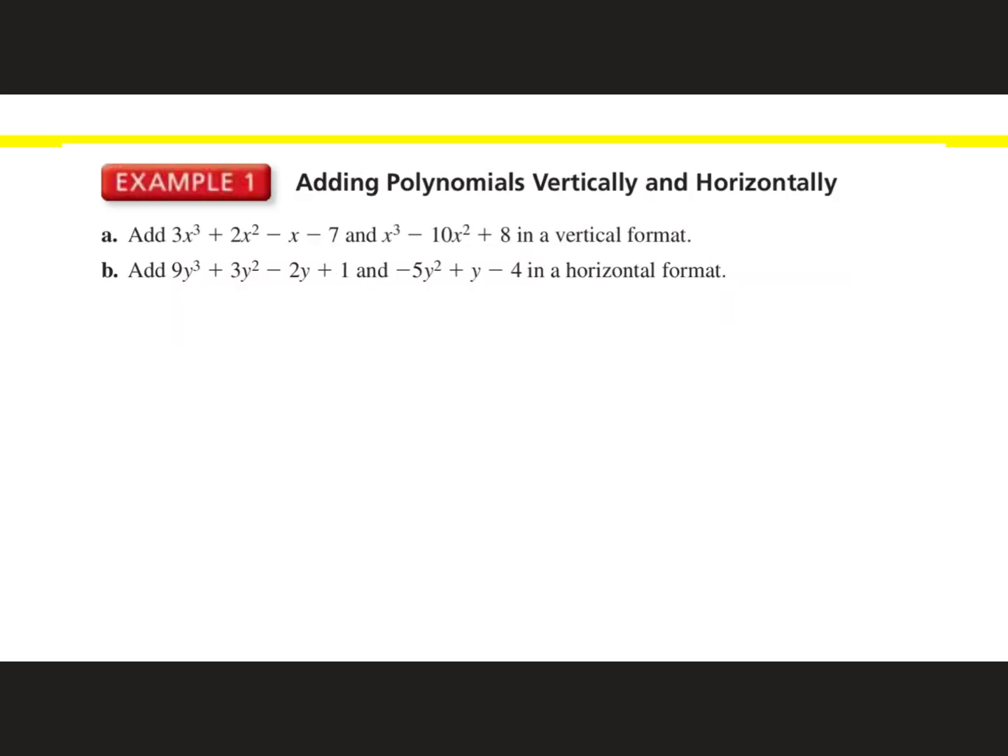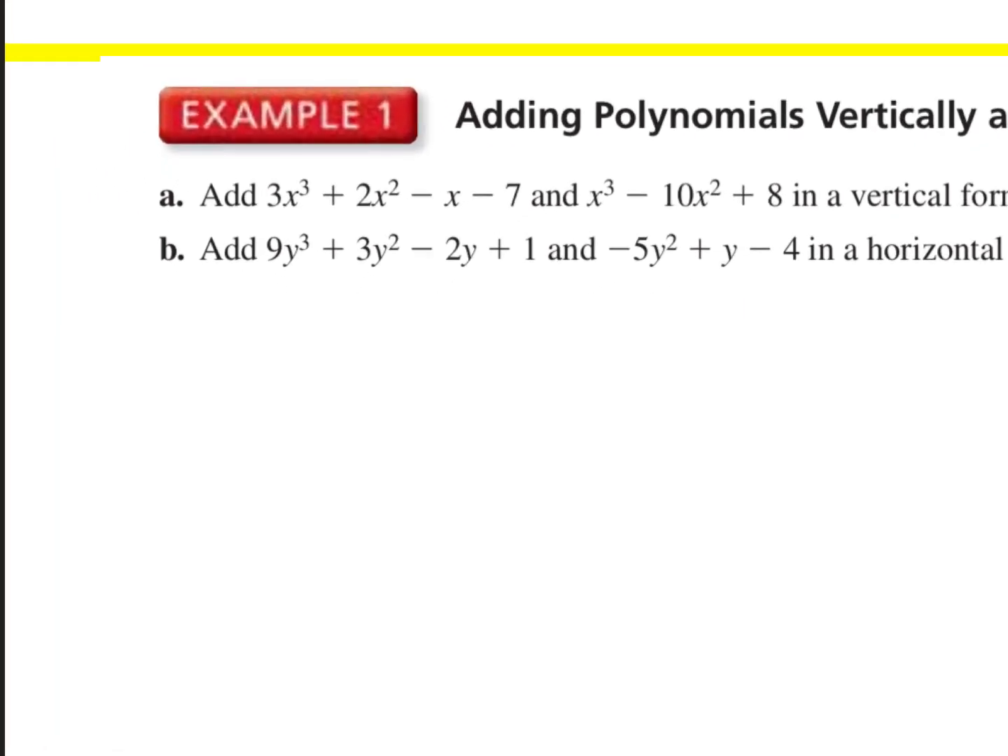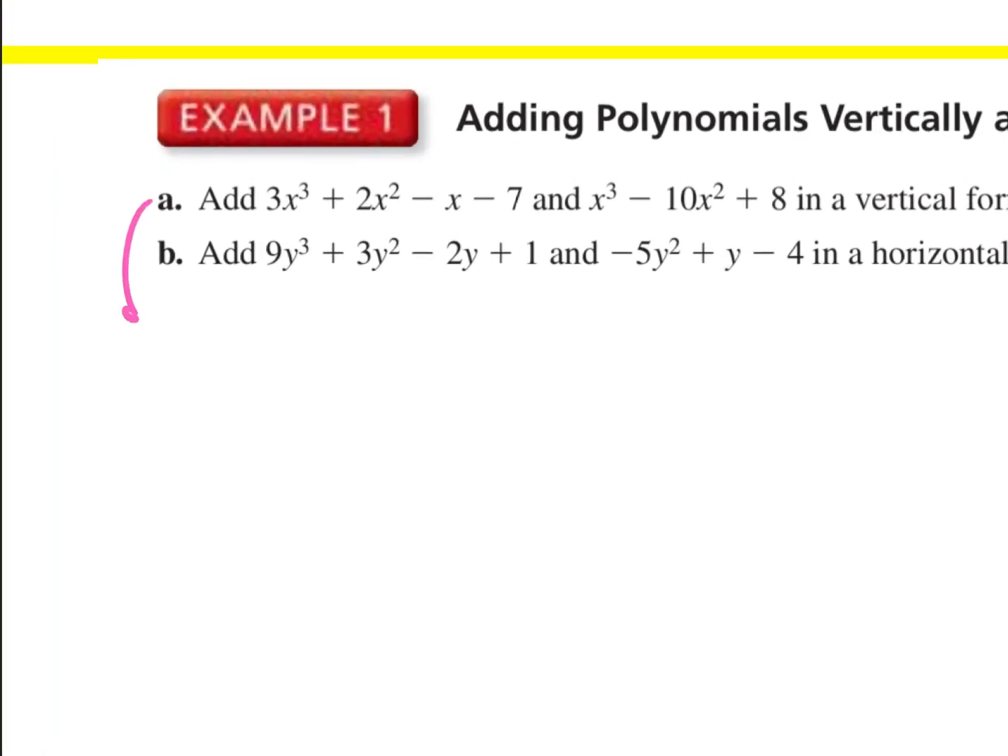Alright, so there's kind of two different methods that we can do when adding. You can add them in a vertical format, so you can line them up on top of each other and add your like terms together, or horizontal. I think we're usually used to horizontal, but I'll show you what vertical looks like just in case you like adding them like that better. So for A, I have 3x cubed plus 2x squared minus x minus 7. I'm adding that to x cubed minus 10x squared. I'm going to leave a space because I don't have an x term. The next one is the constant, so I'm going to say plus 8.